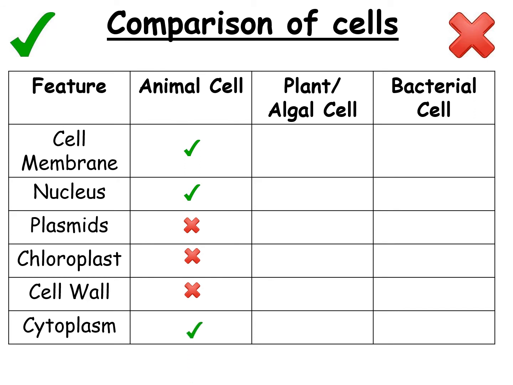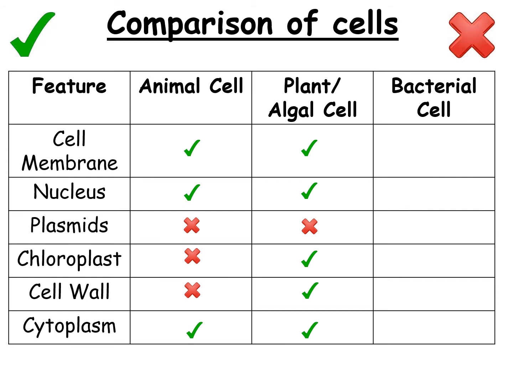Okay, so thinking about the plant cells, yes to the cell membrane, it does have a nucleus, no plasmids, chloroplasts, yes, it does photosynthesize, it does have a cell wall, and it also has cytoplasm.